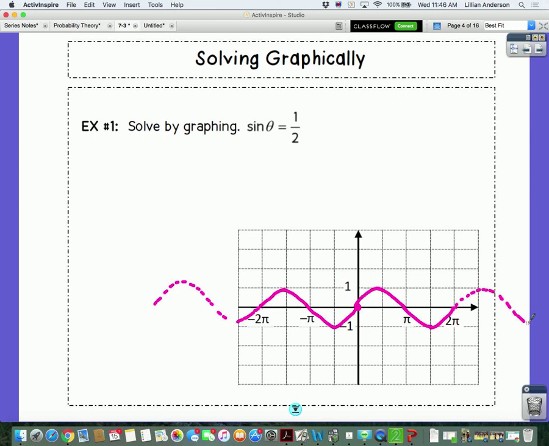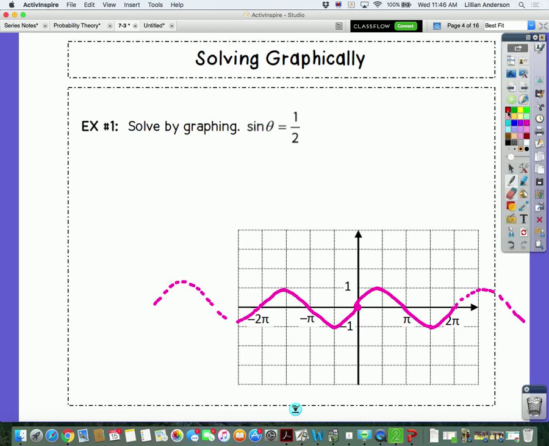Now, when we solve this graphically, what you do is you graph one side of the equation, and you graph the other side. This is basically y equals 1/2. What does that look like? What type of line? Horizontal. A horizontal line that crosses the y-axis at 1/2. So, I'm going to draw that in. Not my best horizontal line, but you get my point. And then the solutions to this would be where the two curves intersect each other.